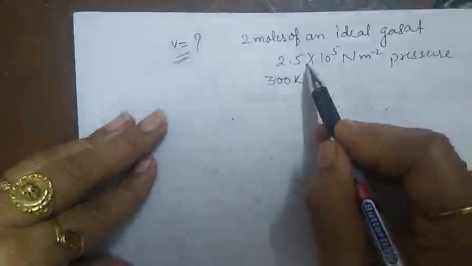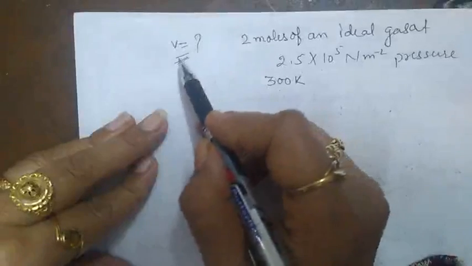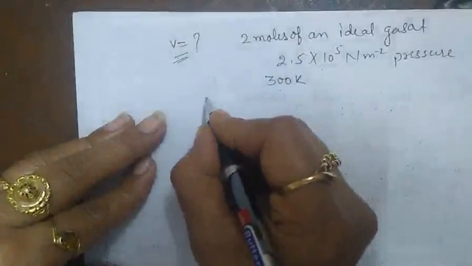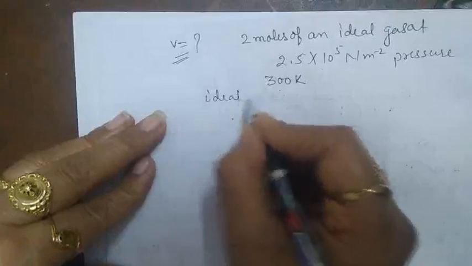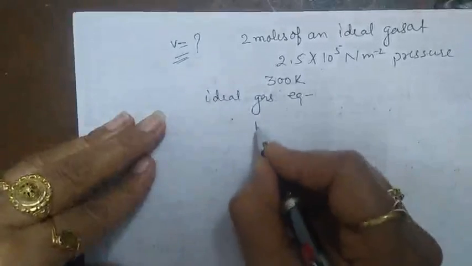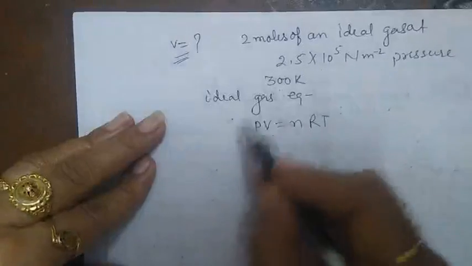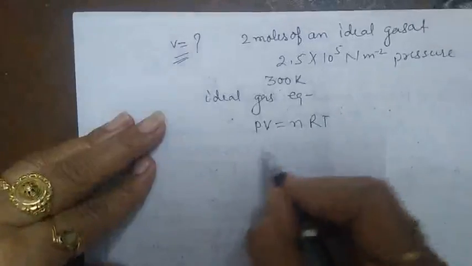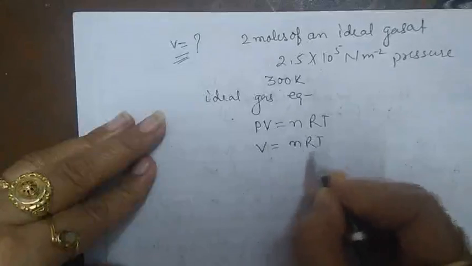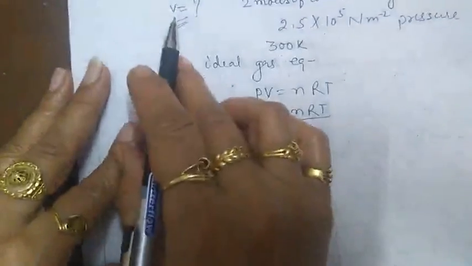So here the pressure is given, number of moles are given, temperature is given, we have to find the volume, and so we apply the ideal gas equation. According to the ideal gas equation, the formula is PV is equal to nRT. First of all rearrange the formula, that is V is equal to nRT upon P. We have rearranged the formula because in this question we have to find the volume.